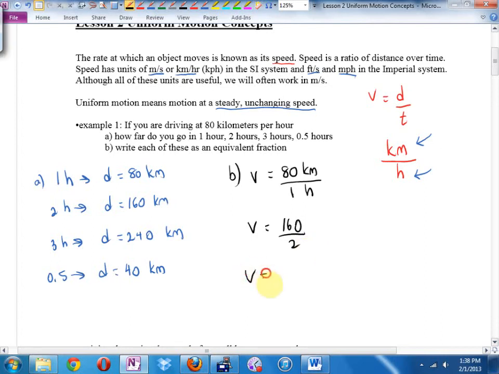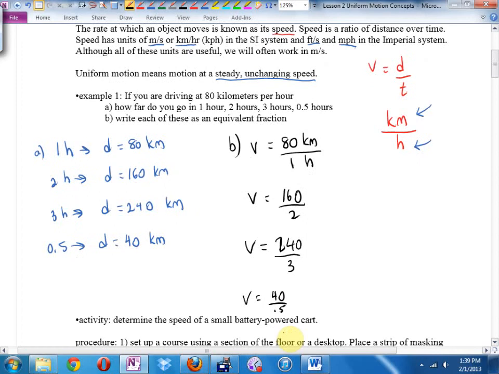What about 3 hours? You traveled 240 in 3 hours. Hey, what does that reduce to in lowest terms? Also, 80 over 1. Oh, what about half an hour? Now that was 40 divided by 0.5. How much you want to bet 40 divided by 0.5 is also 80?